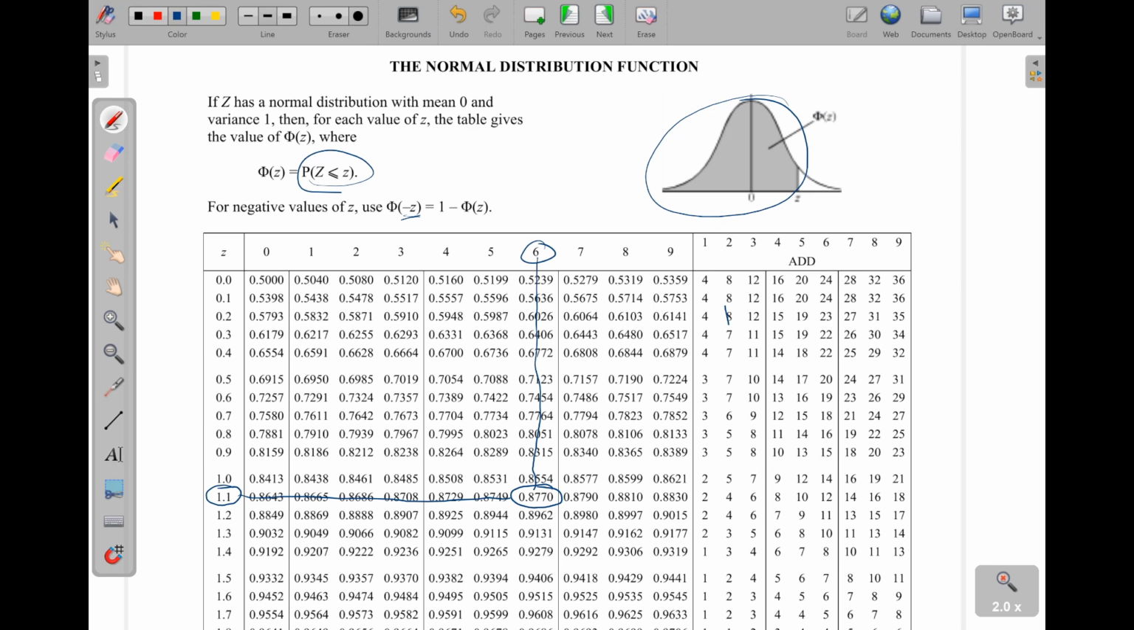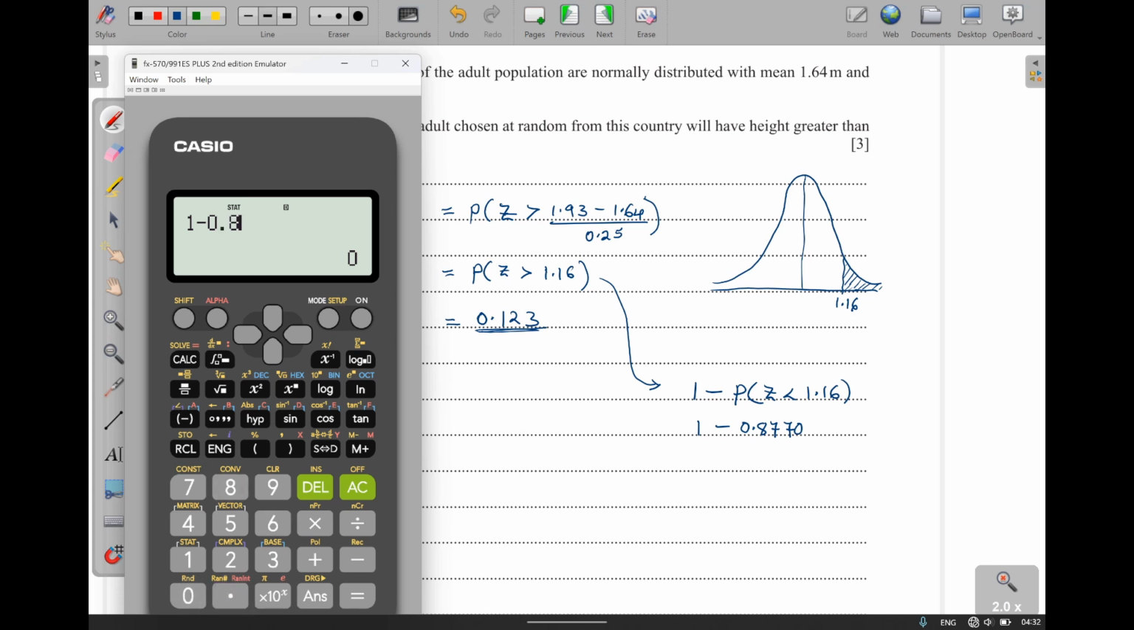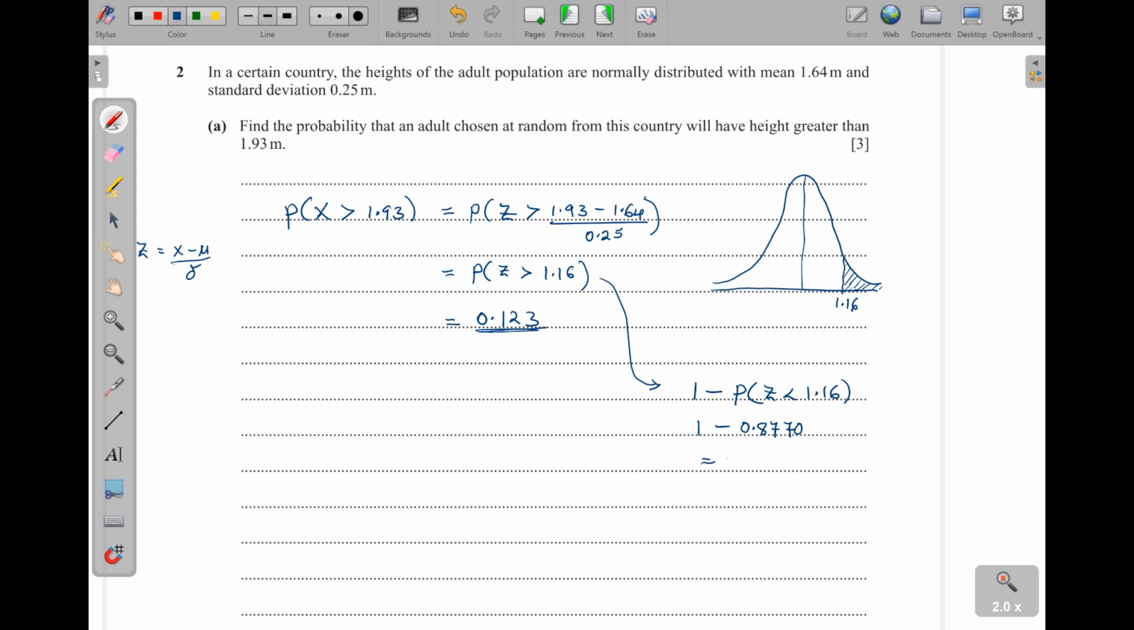Okay, now let's go back. 0.8770. Now when we subtract, do we get 0.123? 1 minus 0.877. That is 0.123. So you get the same when you use the table or the calculator.